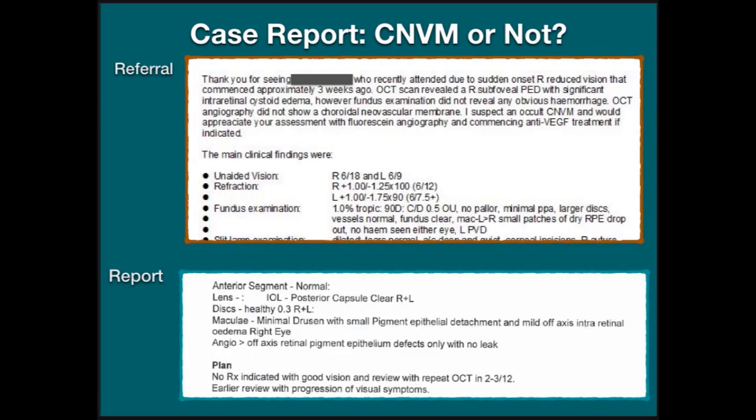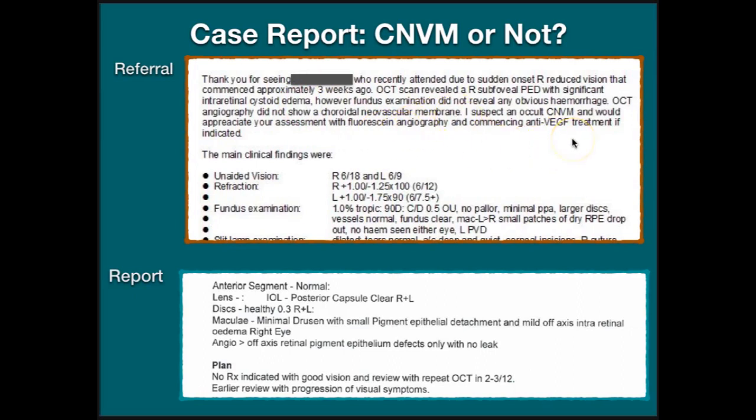I was a little bit worried that the patient may have an occult choroidal neovascular membrane that the OCT angiography was not able to detect. So I sent a referral over to the retina specialist. The specialist said the OCT scan revealed subfoveal PED with intraretinal cystoid edema.